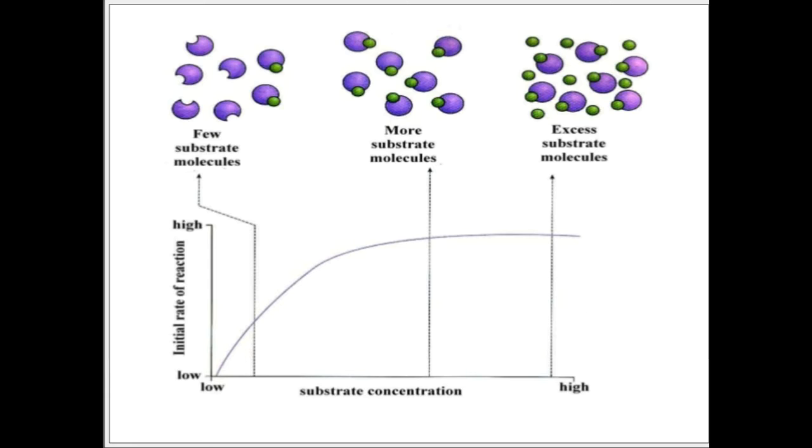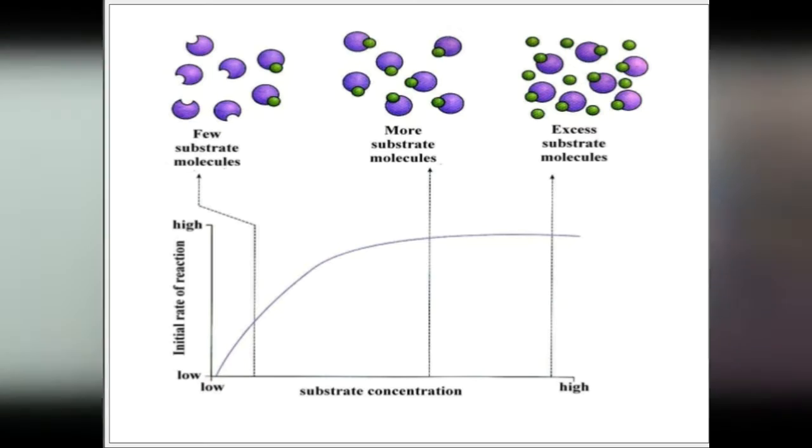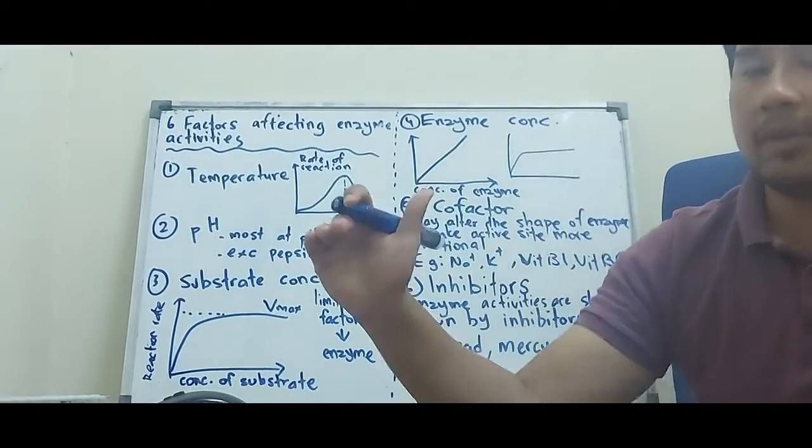If you continue adding more substrate, you will have excess substrate. Why? Because the number of enzymes is limited. The number of active sites is limited. So there are no more free active sites for the substrate to bind to the enzyme. You have excess substrate, and you cannot increase your enzyme activity anymore. It stays at that maximum level.